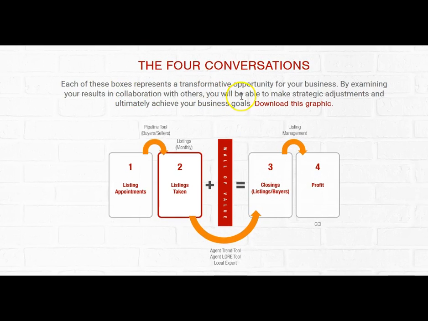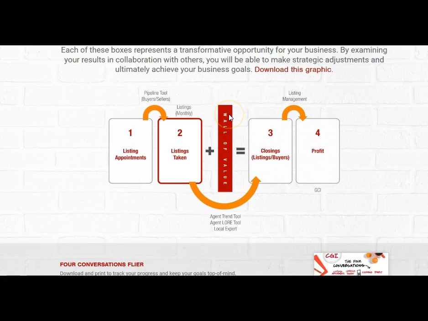These four conversations represent your opportunity for business, your listings appointment, that's your pipeline, and listings would be buyer-seller listings going into your listings taken, which then goes using these tools here, your agent trend and lore and your local expert tool, goes into closings, both listings and buyers, and then into your profit, which is your gross commission. And so these are the four conversations we are having with our business plan in order to make sure we're hitting our goals. And you can download this graphic from your growth page.